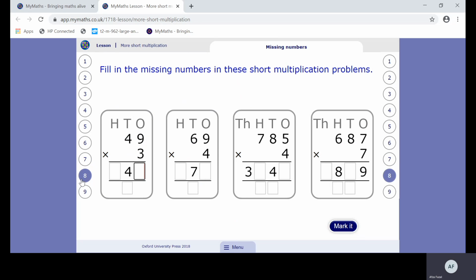Fill in the missing numbers in these short multiplication problems. Remember, the more you practice, the better you will get. I'm going to start with this one here. This is what I'm going to model to you. I'm going to leave the rest because it's got 2 missing, okay? So I'm going to show you how we do this.